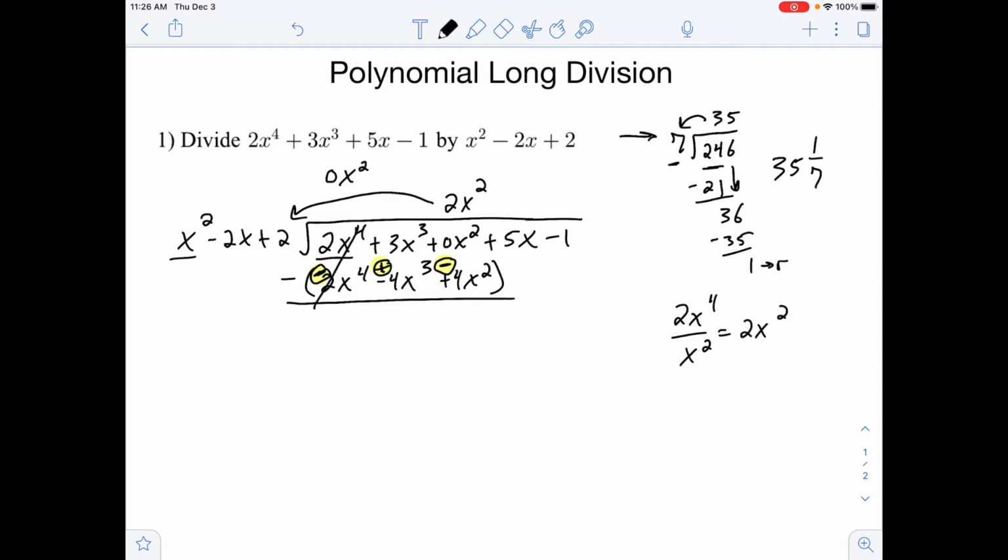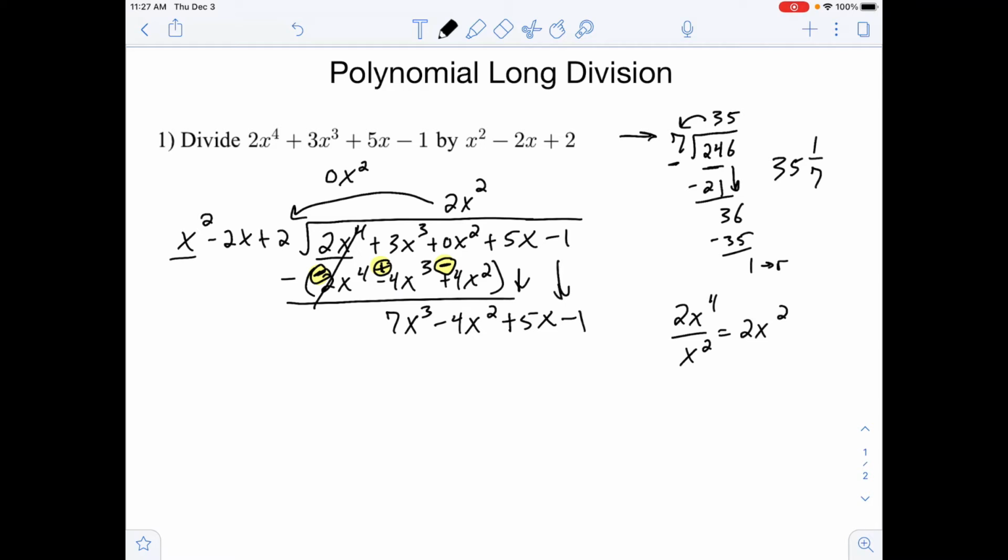So of course we know this is going to go away. Then here we have 3x to the third plus 4x to the third. That's 7x to the third. 0 minus 4x squared is minus 4x squared. And then we're just going to bring everything else down, just so we don't forget anything.